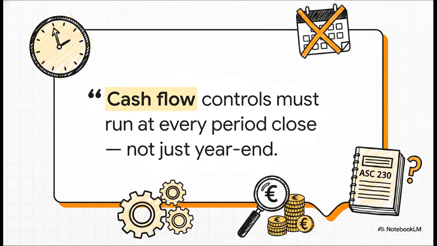All right, I'm going to leave you with this absolute, non-negotiable rule from the source material to chew on. Cash flow controls must run at every period close, not just year-end. So I really want you to ask yourself, if you're only running these mandatory reconciliations and proofs once a year at year-end, are you truly audit-proof, or have you just been getting lucky?